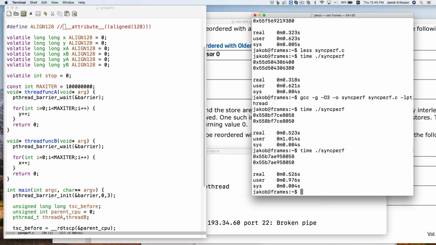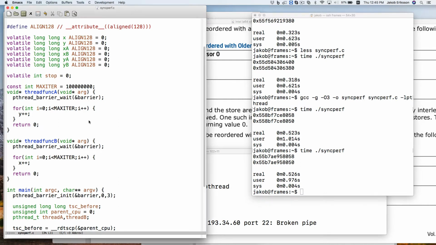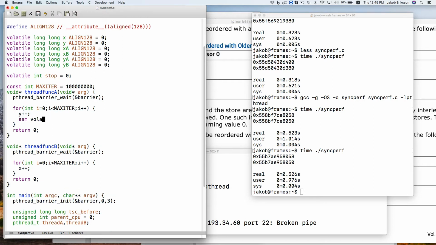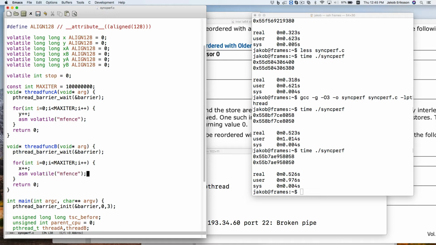So I wanted to look at what happens if we have some more relationship between these two threads. But maybe we want to start with this msync. So in the case of msync, we put an msync in here. Sorry, fence. Yeah, we'll just leave it like that. Things should slow down.